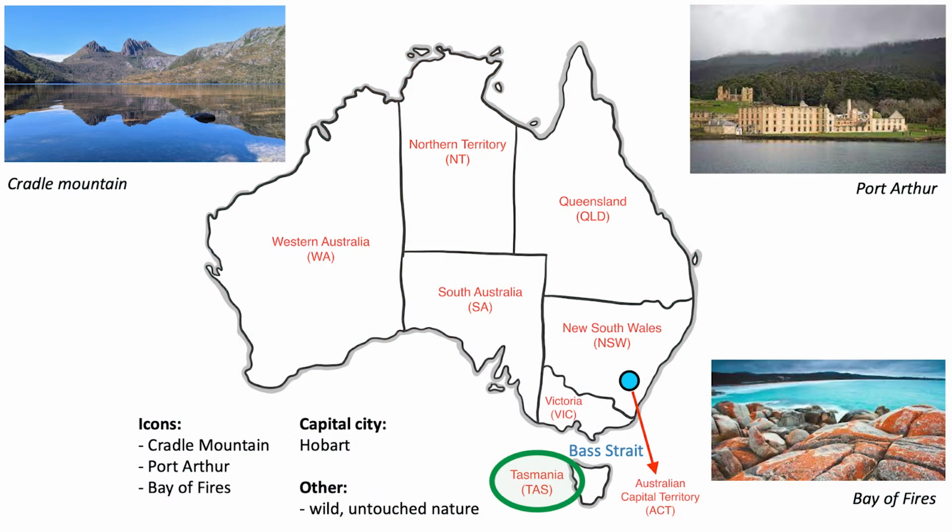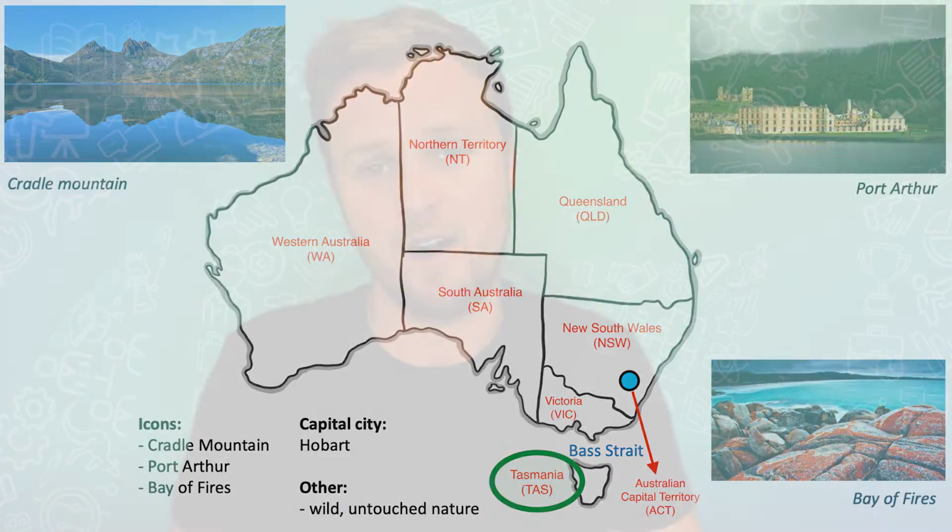Tasmania is the smallest state and is separated from the mainland by the Bass Strait. Its capital city is Hobart, and much of the island has beautiful, wild, untouched landscapes. Tasmanian icons include Cradle Mountain, Port Arthur, and the Bay of Fires.